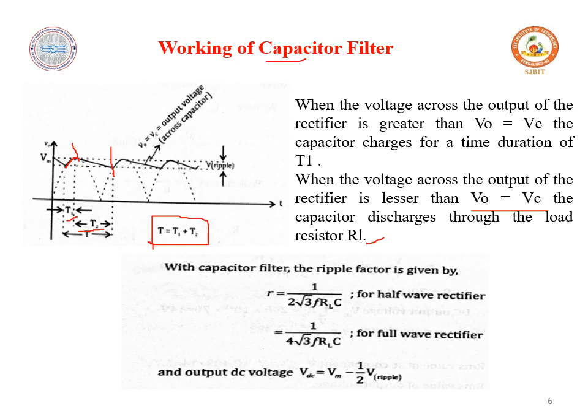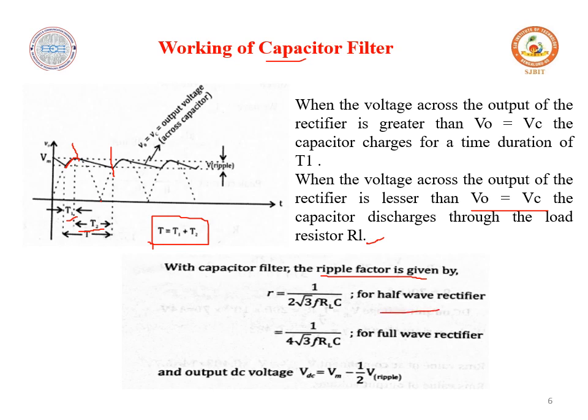This wave you can consider in the dotted line. This is the rectifier output, and the darkened line indicates the capacitor output. You can see that the ripple is reduced. With the capacitor filter, the ripple factor is given by r = 1 by 2 root 3 F RL C, where F is the frequency, RL is the load resistor, and C is the capacitor value. When you have a larger capacitor value, the ripple will be reduced.